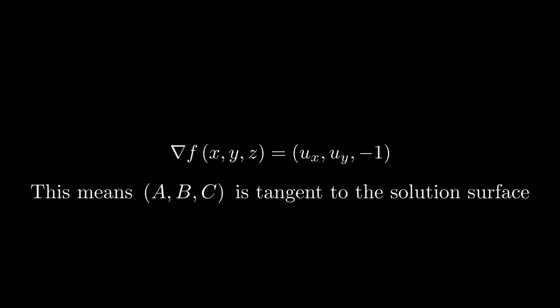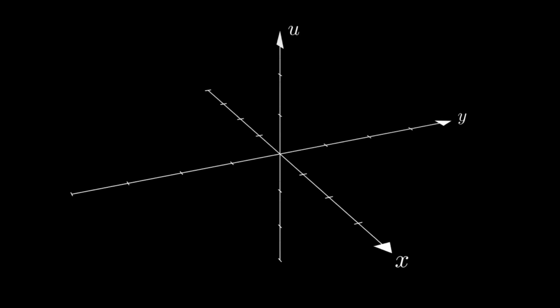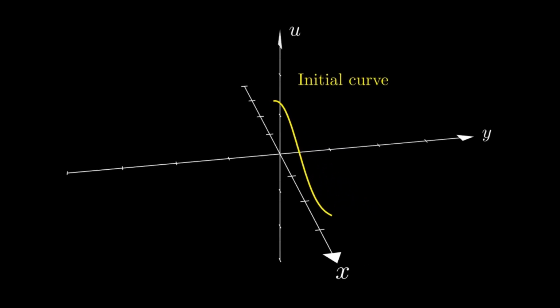So this would entail that the vector (A, B, C) is tangent to the solution surface. To reiterate, the plot of z equals u(x, y) defines a surface whose normal at any given point is the vector (u_x, u_y, -1), and the vector (A, B, C) is tangent to the solution surface at that point. In order to knit the solution surface, we need a thread to start this process. This is given in the form of an initial condition accompanying the partial differential equation, so it would be u(x, 0) is equal to some function g of x. This is a curve in the u-x plane.